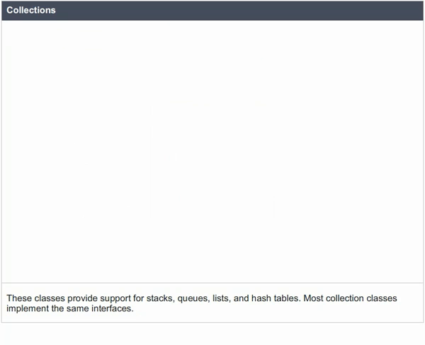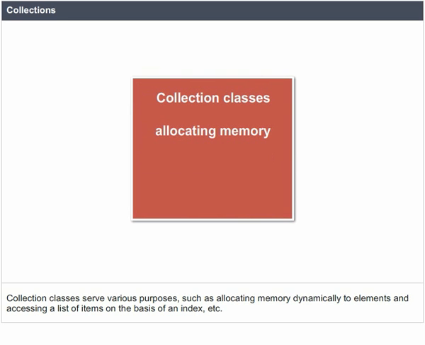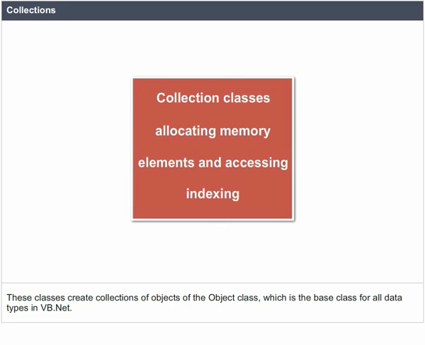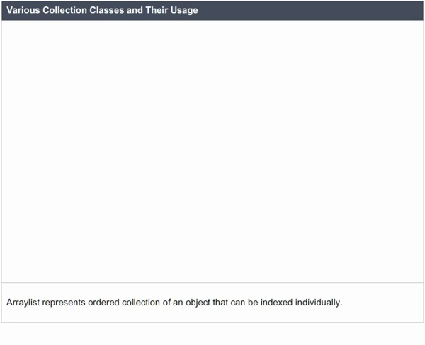Collection classes: allocating memory, elements, and accessing, indexing. Collection classes serve various purposes, such as allocating memory dynamically to elements and accessing a list of items on the basis of an index, etc. These classes create collections of objects of the object class, which is a basic class for all data types in VB.NET. Various collection classes and their usage.